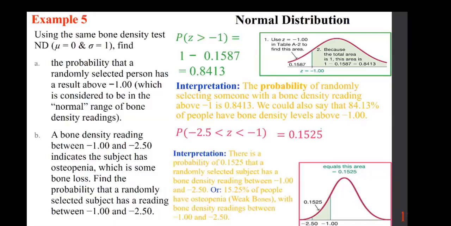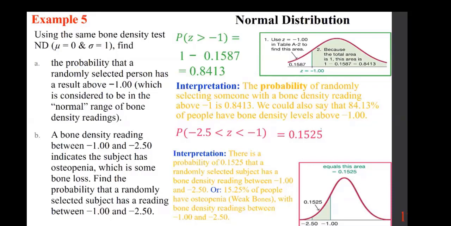Interpretation. There's a probability of 0.1525 that a randomly selected subject has a bone density reading between -1 and -2.5, or 15.25% of people have osteopenia, weak bones. That's the idea. It's not the same as osteoporosis. Weak bones with bone density reading between the two numbers.